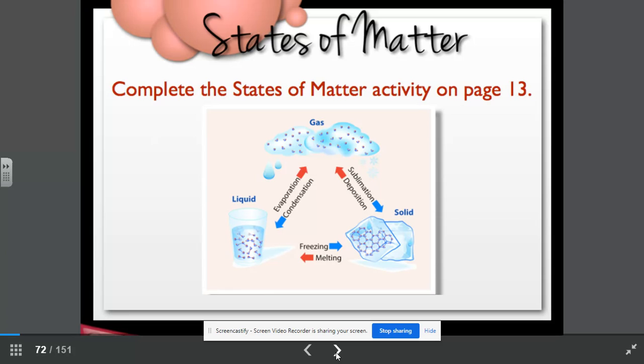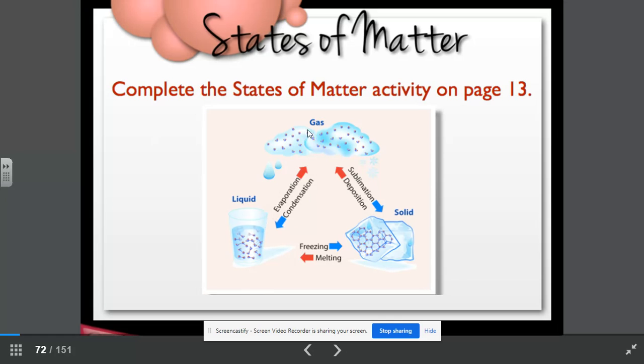Now let's go to page 13. Let's look at this diagram here, right? We know that temperature causes the different changes. So when we have heating, we have evaporation. Remember, think of the water cycle, right? When we have cooling, we have condensation.